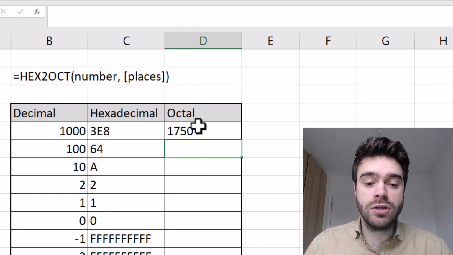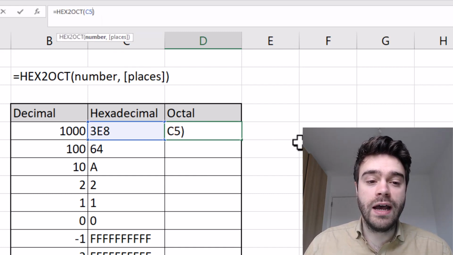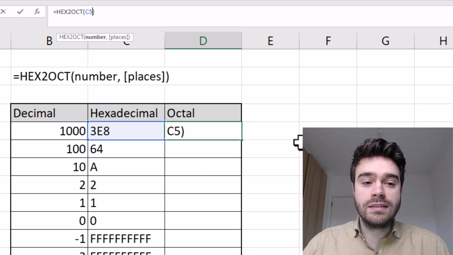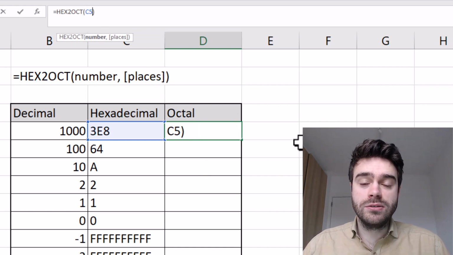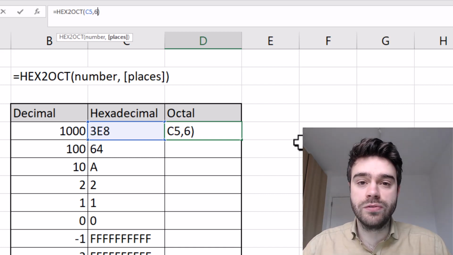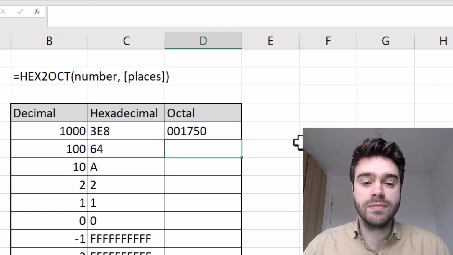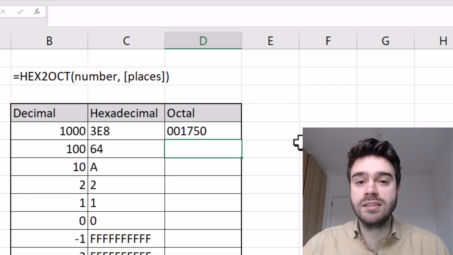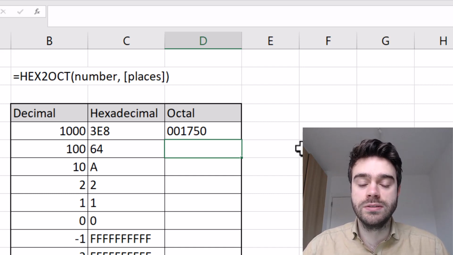Now there is also the optional argument of adding places. So let's say I want the octal number always to contain 6 characters, then I put a 6 as a second argument for places. I press enter and you can see 2 preceding zeros were added, so now my entire octal number consists of 6 characters, just like I specified in the places argument.